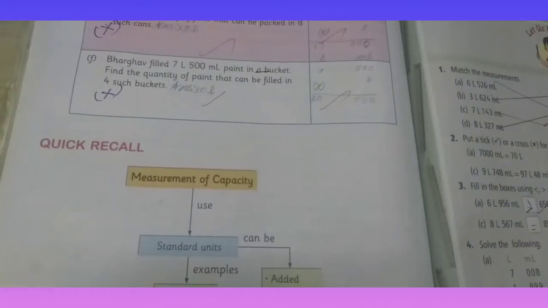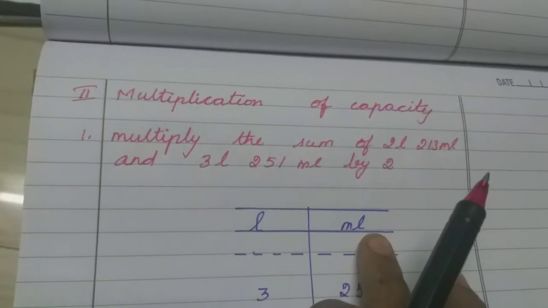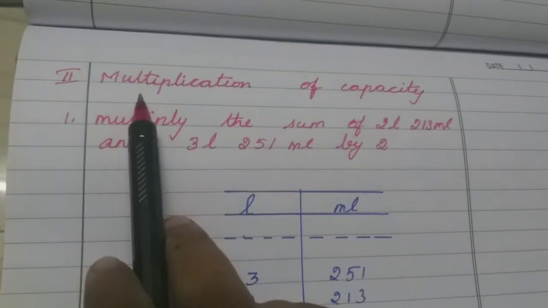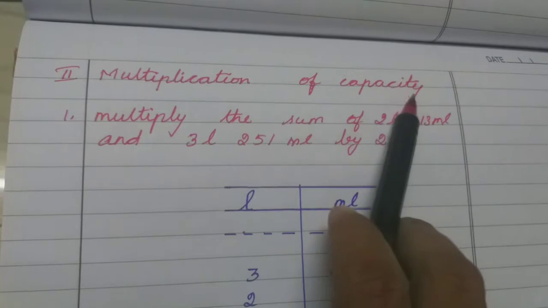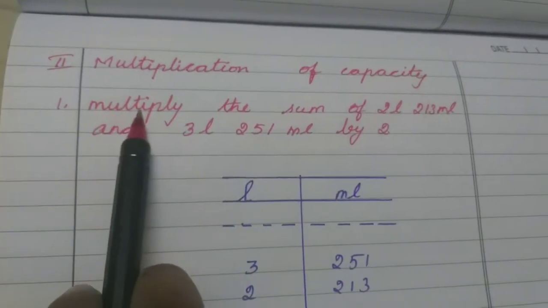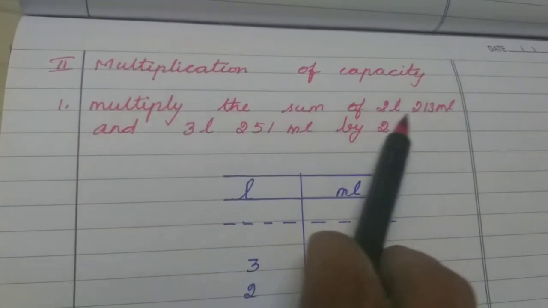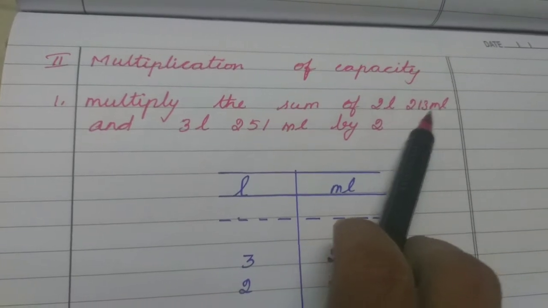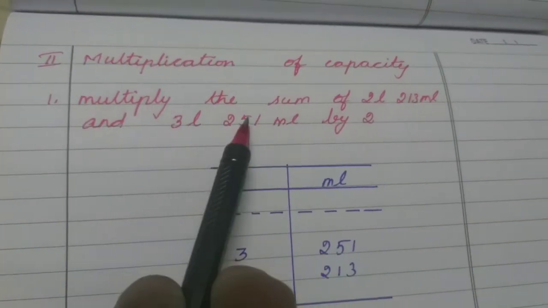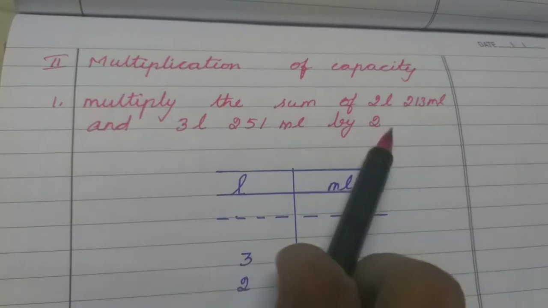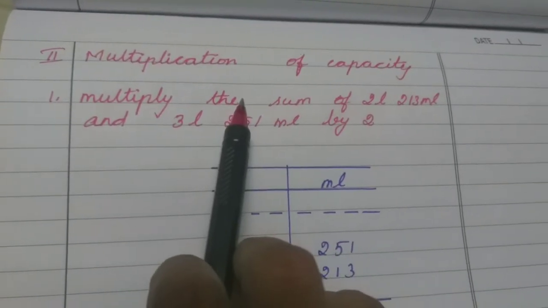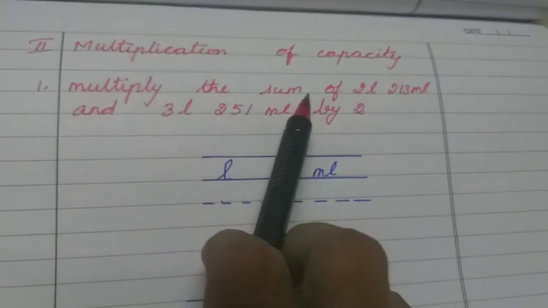Okay students? Students, all of you take down your maths class note and write second Roman letter, multiplication of capacity. And here the sum is multiply the sum of 2 liter 213 milliliter and 3 liter 251 milliliter by 2. And first of all, you have to sum, means add, isn't it?